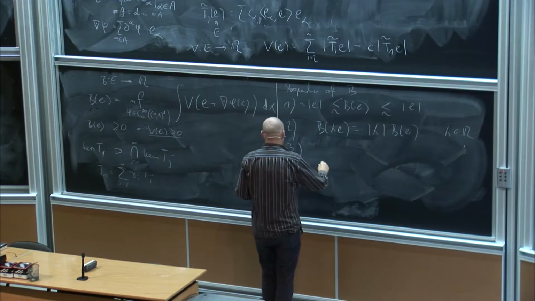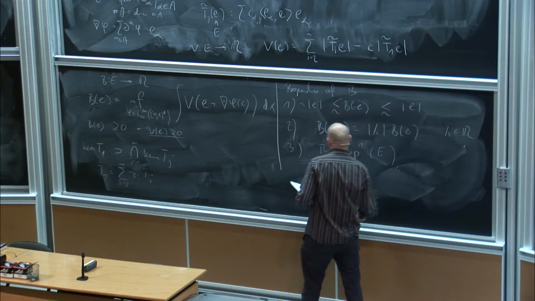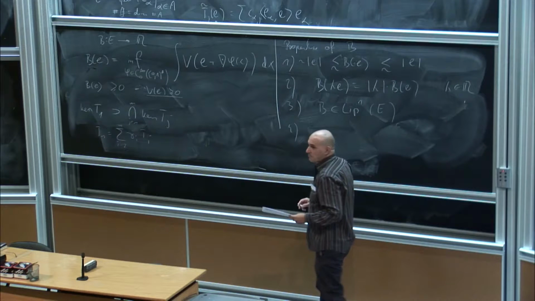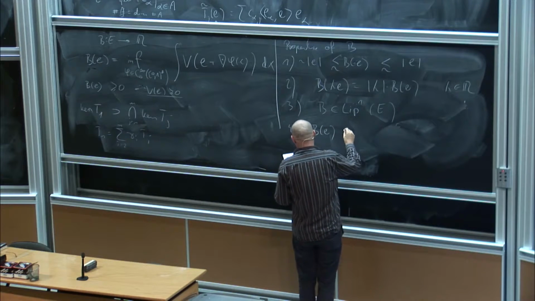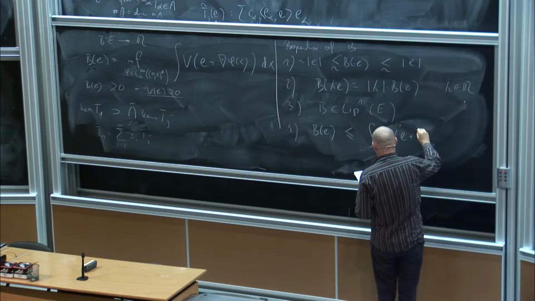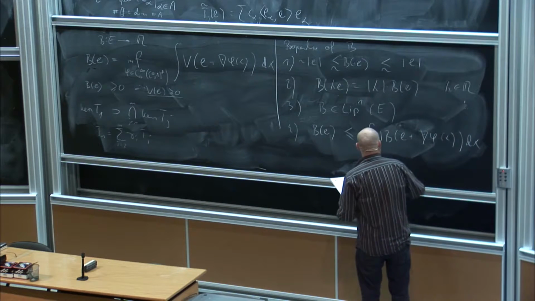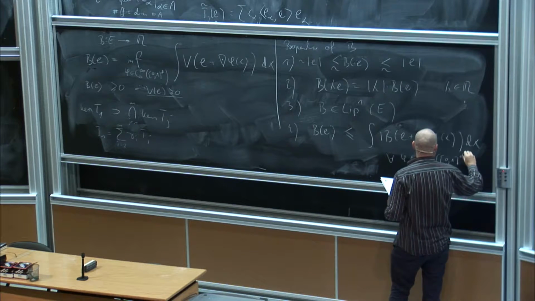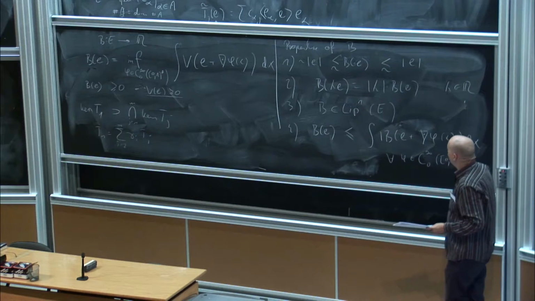Third, b is a Lipschitz function on E. I will skip this point because it is not that necessary to understand what is going on. And the main point, which is most important for the rest of the proof, is that the following inequality holds: b of E is smaller than the integral of b of E plus gradient phi of x dx for every phi from C0 infinity (0,1)^d. This property is sometimes called quasi-convexity, and it will be very crucial for our proof.